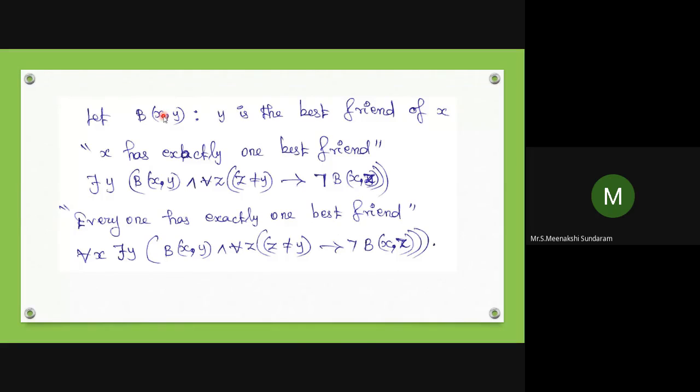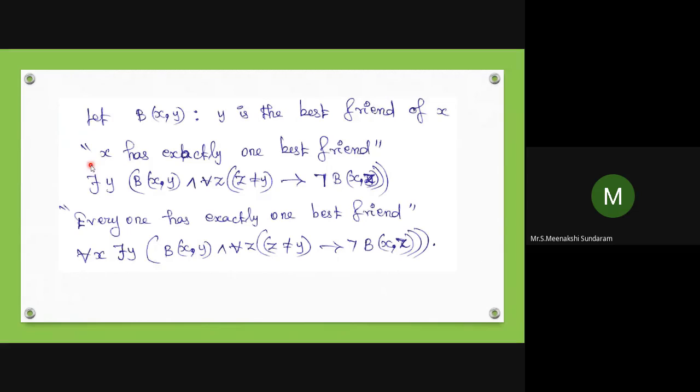Then X has exactly one best friend, that is the statement. Now, there exists a Y such that Y is the best friend of X, and for every person Z, if Z is not equal to Y, then Z is not a best friend of X. That is the negation I can write, in the place of Z is a best friend of X. So X has exactly one best friend, meaning this statement.